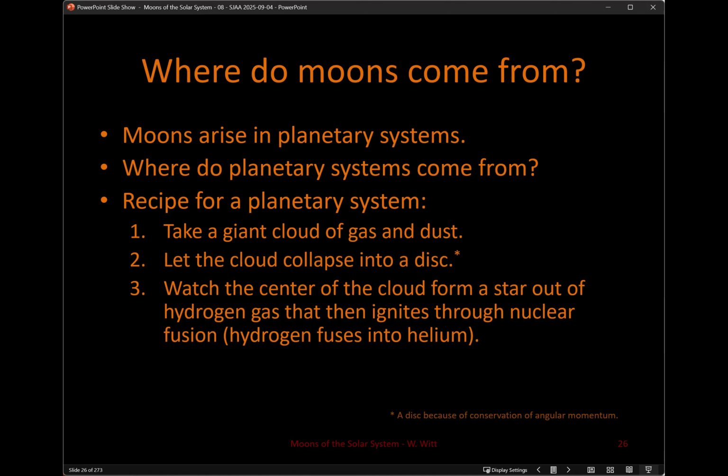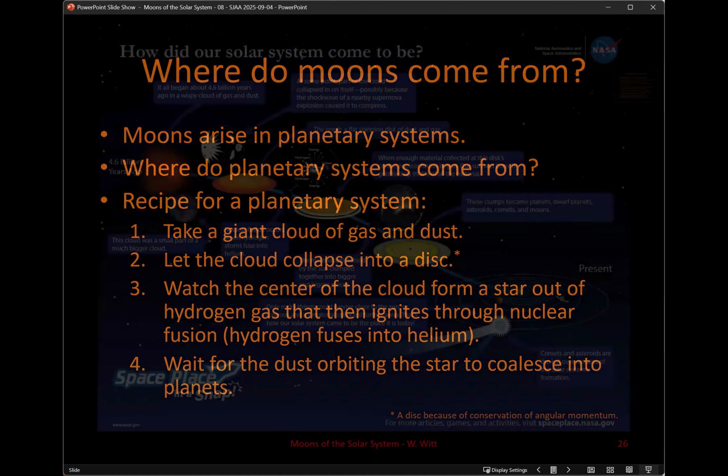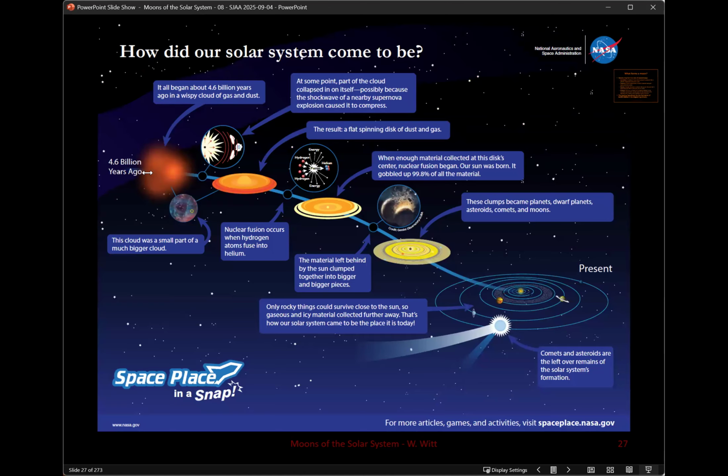It ignites through nuclear fusion and then shines, generating energy for this new planetary system. And then we wait for the dust that's orbiting the star to coalesce into planets. Sounds easy, right? And here's kind of a representation of this in picture form.